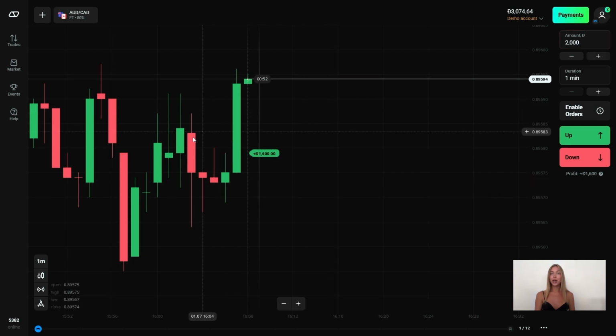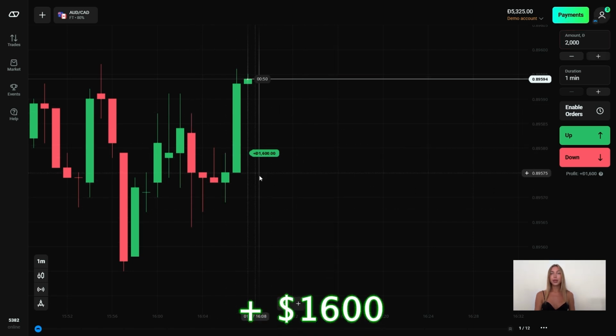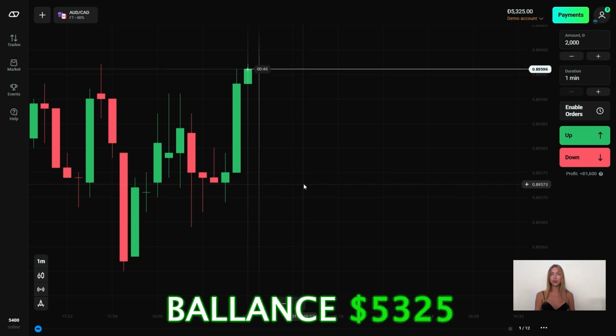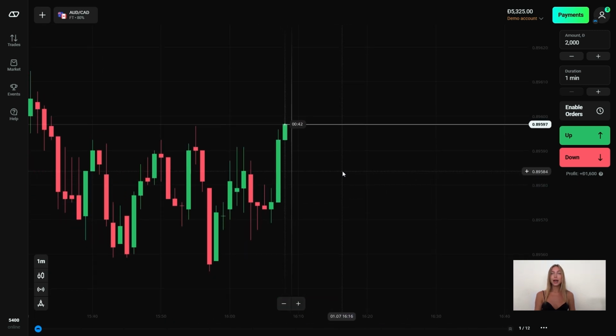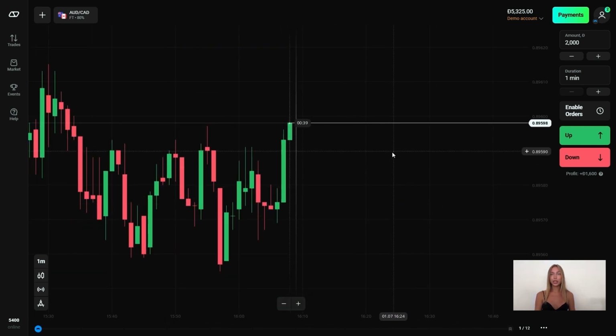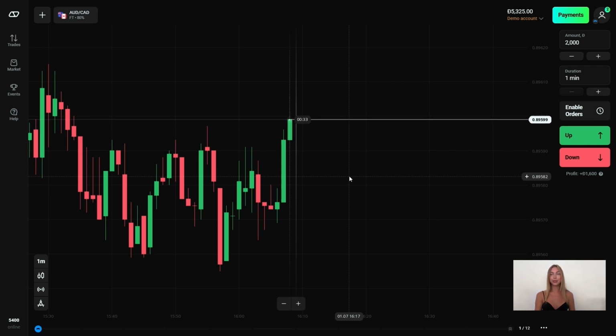So, in the end, a confident upward movement occurred. The trade closed in profit. My balance is now 5,300. An excellent result. We've almost doubled our deposit after working through just 2 situations. But we're not stopping here. I'd like to walk through one more situation and then summarize.